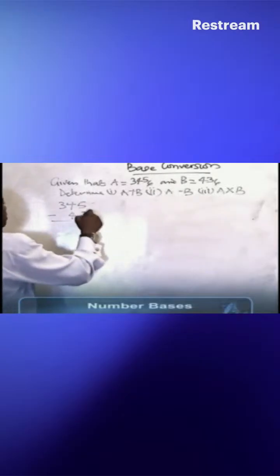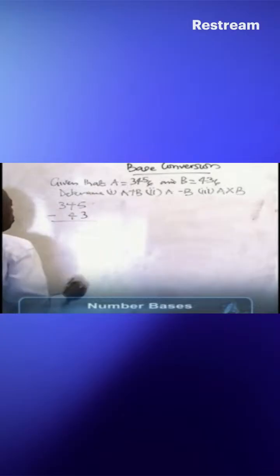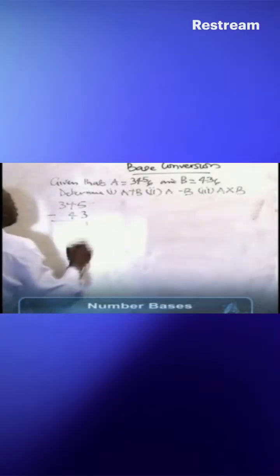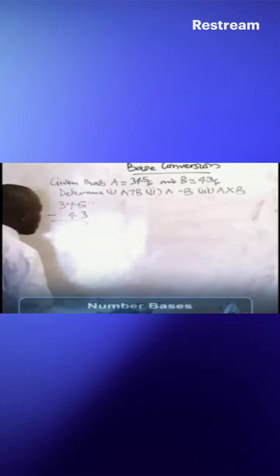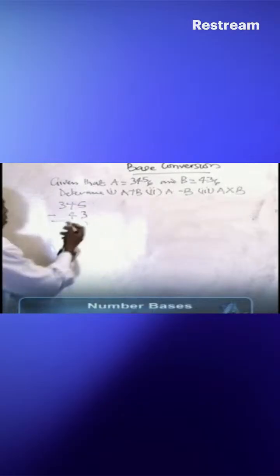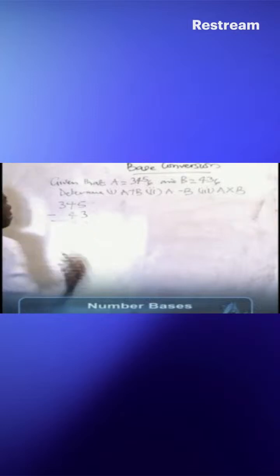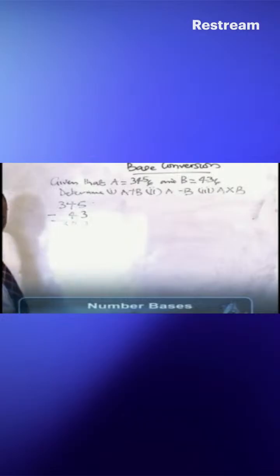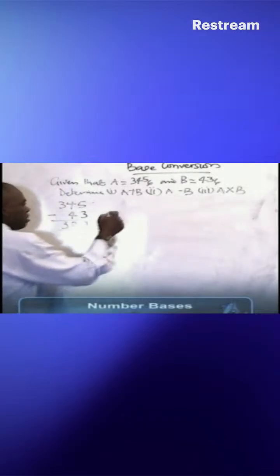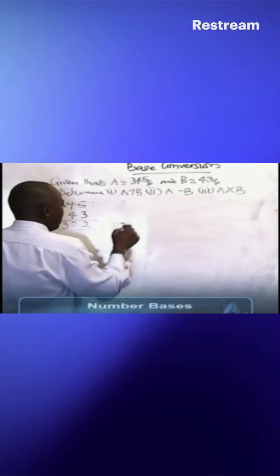3, take away 3 from 5, you will have 2. The reason why we are writing 2 directly is because 2 is not greater than 6. Take 4 away from 4, you will have 0. And then the last one will be 3. So your answer for that one is cheap, is simple. Is 302 base 6.